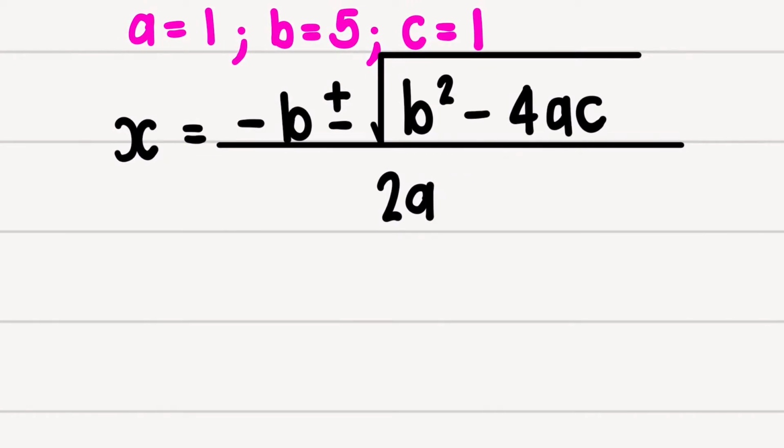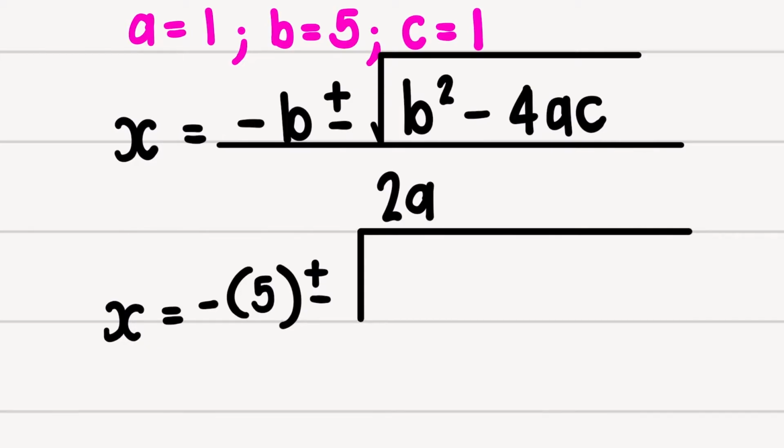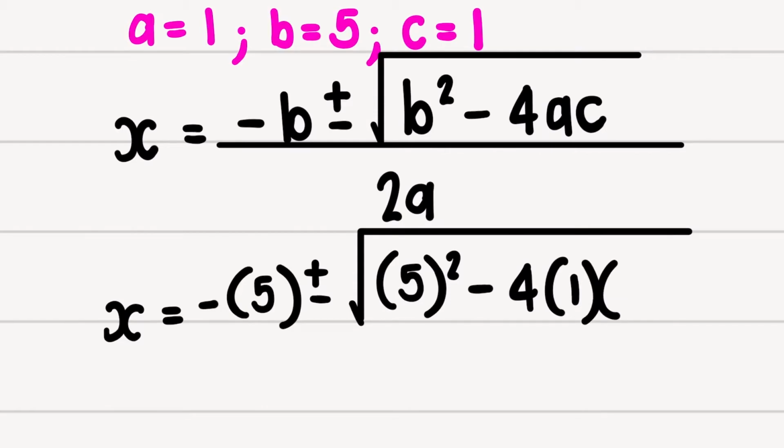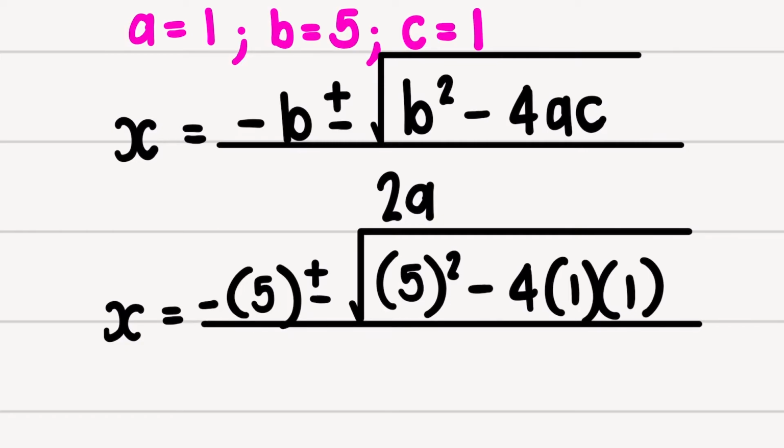We are going to have x equal to negative b, so b is 5, plus minus the square root of b squared, so b is 5, so 5 squared, minus 4 times a is 1, times c is also 1. And that is all divided by 2 times a, and a is 1.